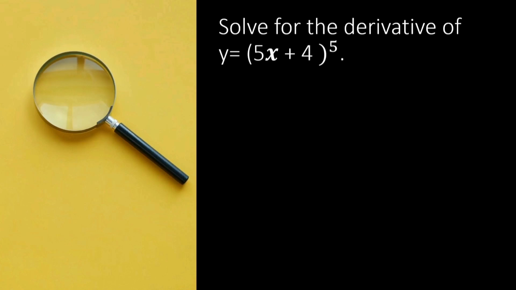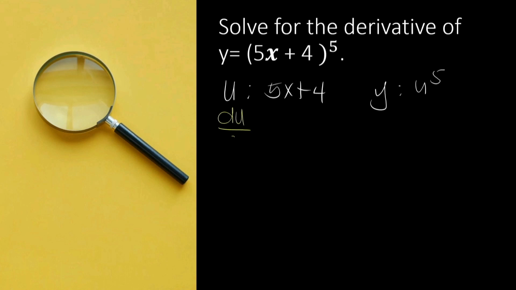So for example, number 1, let's let 5x plus 4 be u. And then our y is u raised to 5. So I'll just rewrite this: y is equal to u raised to 5. And then let's take the derivative of the two.